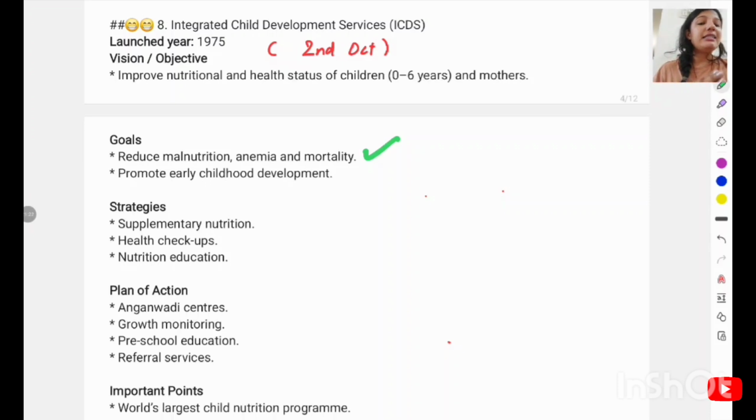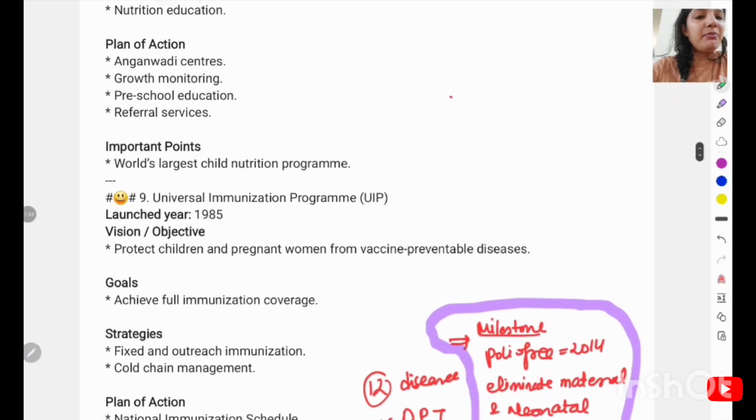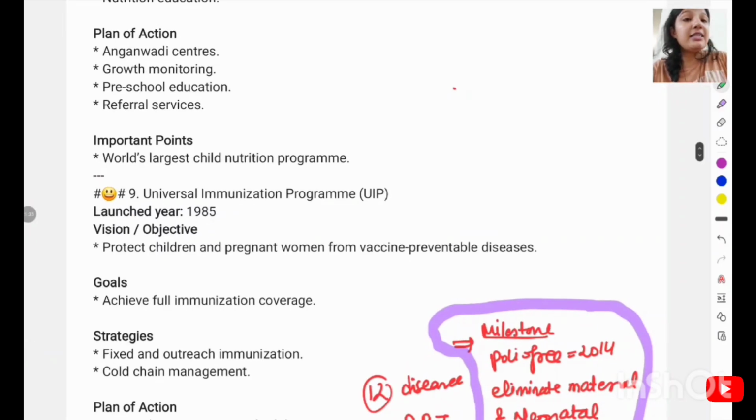So what strategy are we going to use? Supplementary nutrition is given to treat malnutrition and anemia. Health checkups are there. Nutritional education is there, and the plan of action has one of the important things: Anganwadi centers. As you know, nowadays Anganwadi centers are in every place, and they come under the ICDS. Growth monitoring is there.